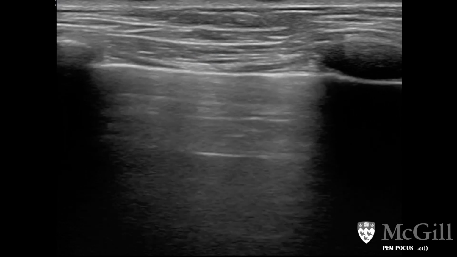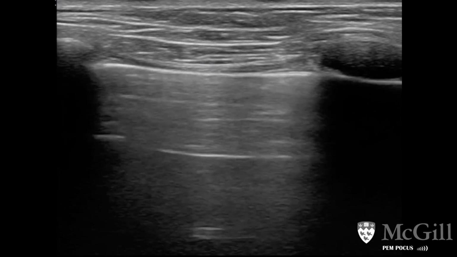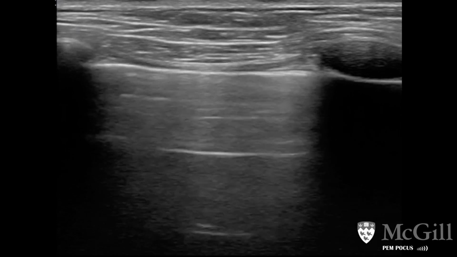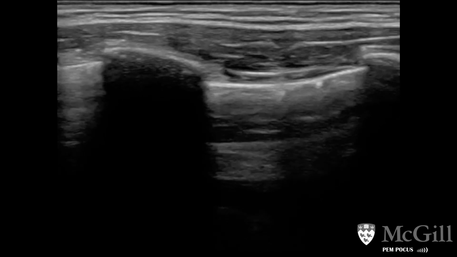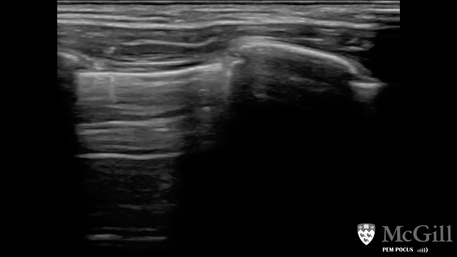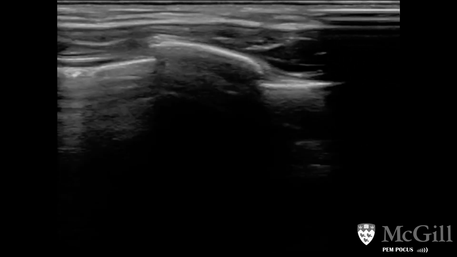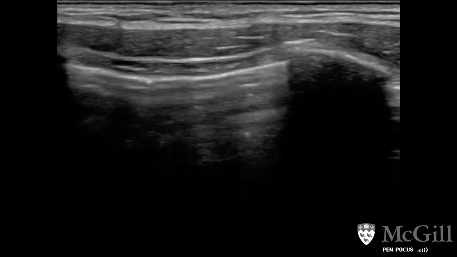Here you can see normal lung sliding, where there's slight movement of the pleura. In this video, you can actually appreciate some small comet tails. Comet tails are vertical projections from the pleura that do not reach the bottom of the screen.